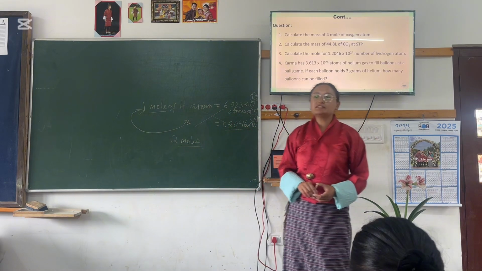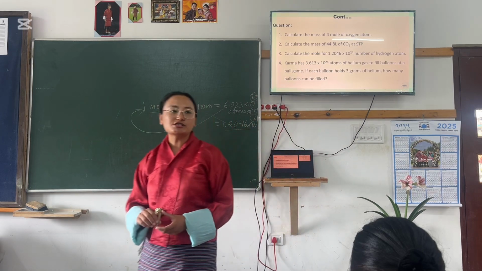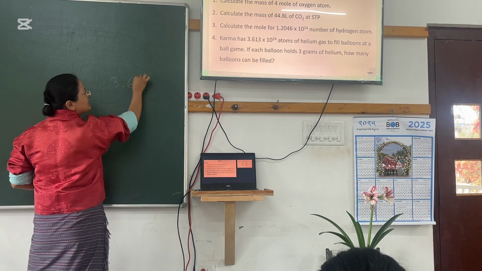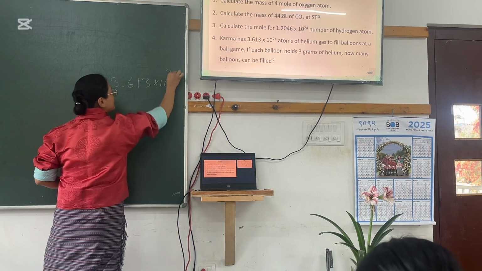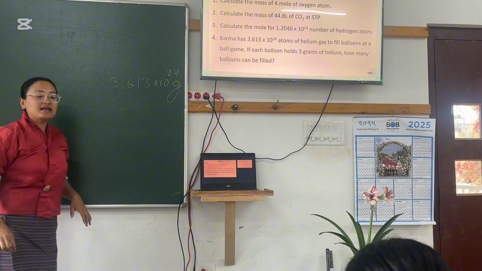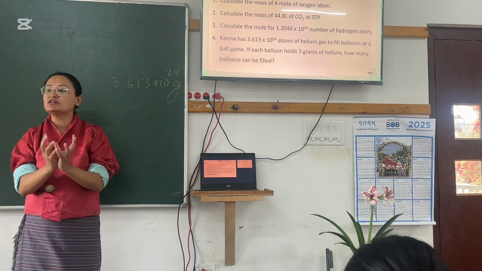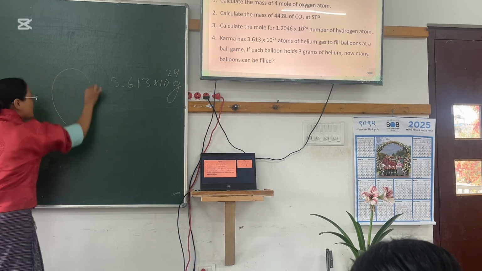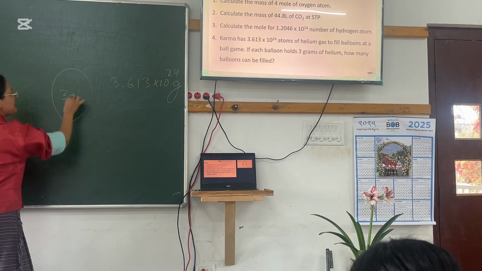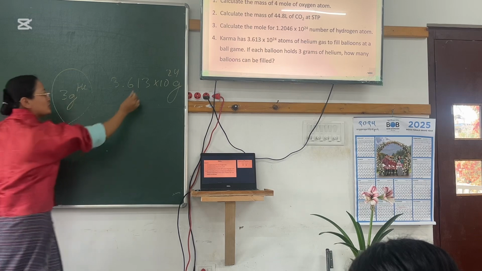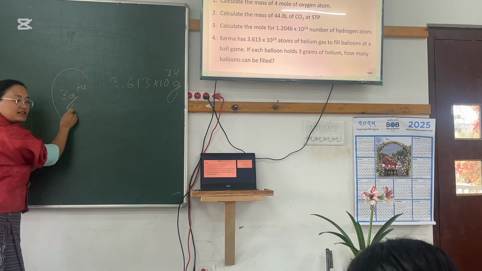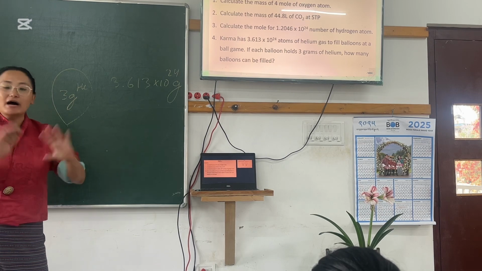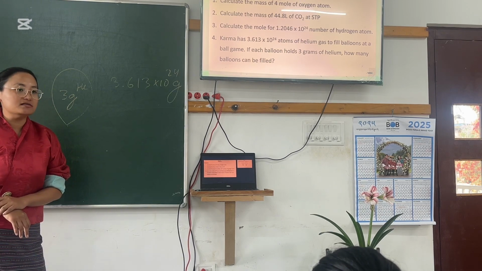Okay, now let us move into a little bit challenging question. Set of atoms of helium gas, if the mass was given, is very easy, right? If 10 to the power 24 grams, let's say Karma has this much mass of helium gas, and each balloon takes up 3 grams of helium. So what will you do? You can directly divide this by this. You will get the number of balloons filled.